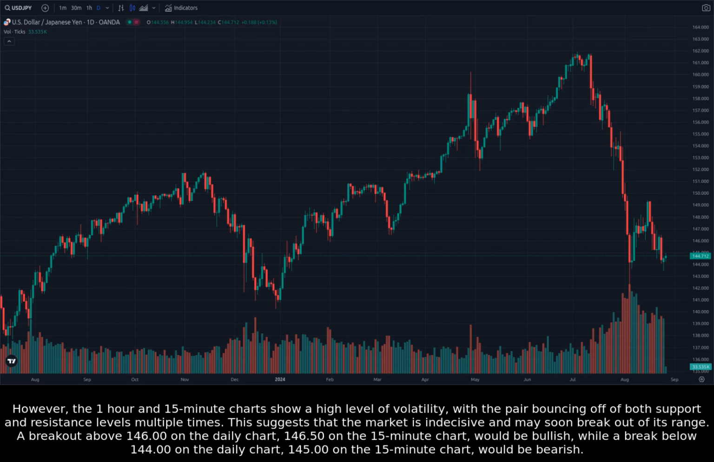However, the 1-hour and 15-minute charts show a high level of volatility, with the pair bouncing off of both support and resistance levels multiple times. This suggests that the market is indecisive and may soon break out of its range. A breakout above 146.00 on the daily chart, 146.50 on the 15-minute chart, would be bullish, while a break below 144.00 on the daily chart, 145.00 on the 15-minute chart, would be bearish.